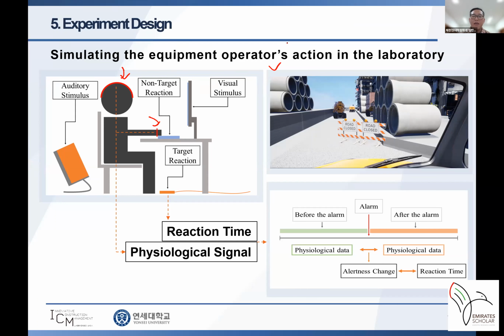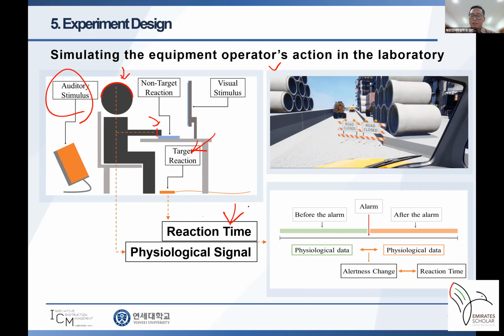While they're playing the game, the auditory stimulus will be presented, which is the alarm sound I just mentioned. When they hear the alarm sounds, they are going to press the target reaction, which is a brake pedal located in front of their foot. And we can measure the reaction time from the brake pedal.